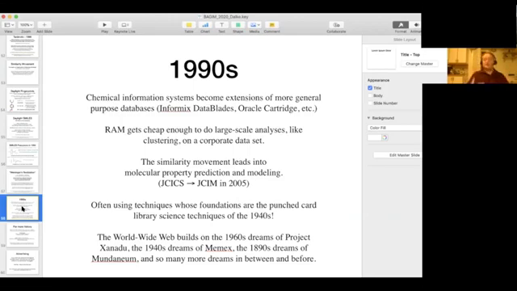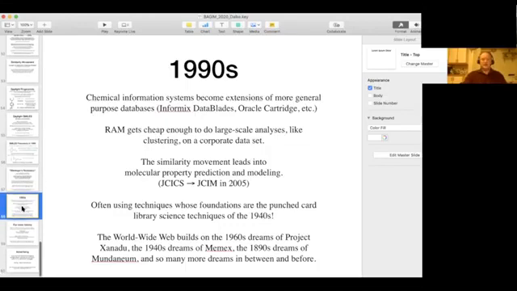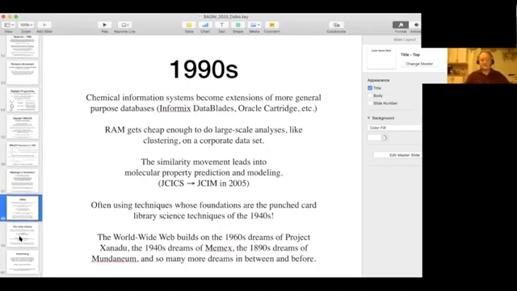So that's one of the things I enjoy about doing the history: to figure out what is going on here. What's creative? What's not creative? What's hard? What's easy? And the last bit here is, of course, in the 1990s the World Wide Web starts to happen.